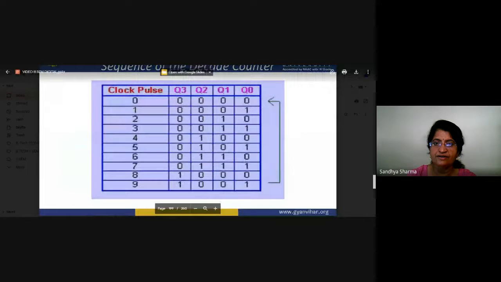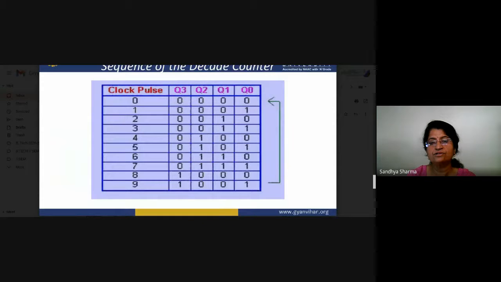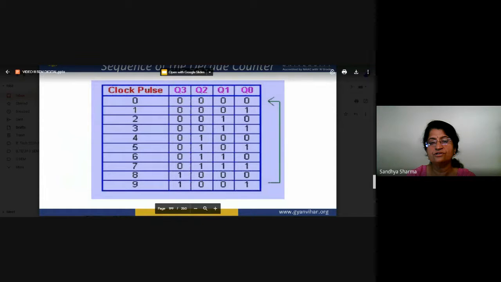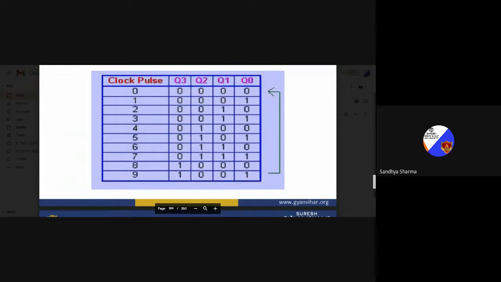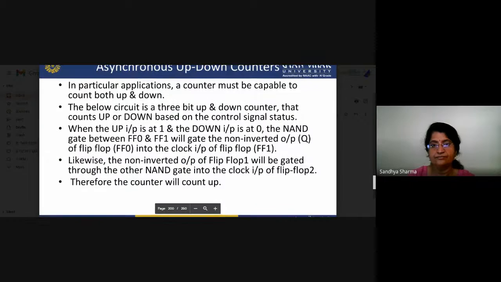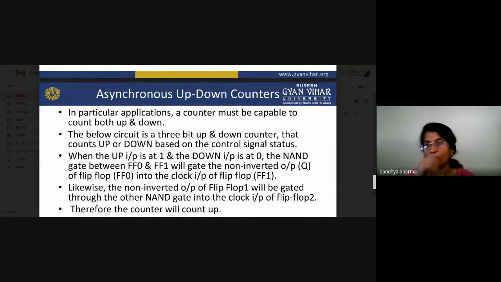That is the sequence 0000, 0001, up to 1000, 1001. So this is a decade counter. And following this decade counter, you have to apply the AND gate operation between the two 0 values.